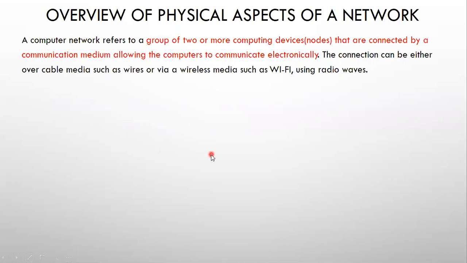A computer network refers to a group of two or more computing devices, also called nodes, that are connected by a communication medium, allowing the computers to communicate electronically. So when two or more computing devices are connected to allow communication, that is what we refer to as a network. And networks also allow computers to share files.